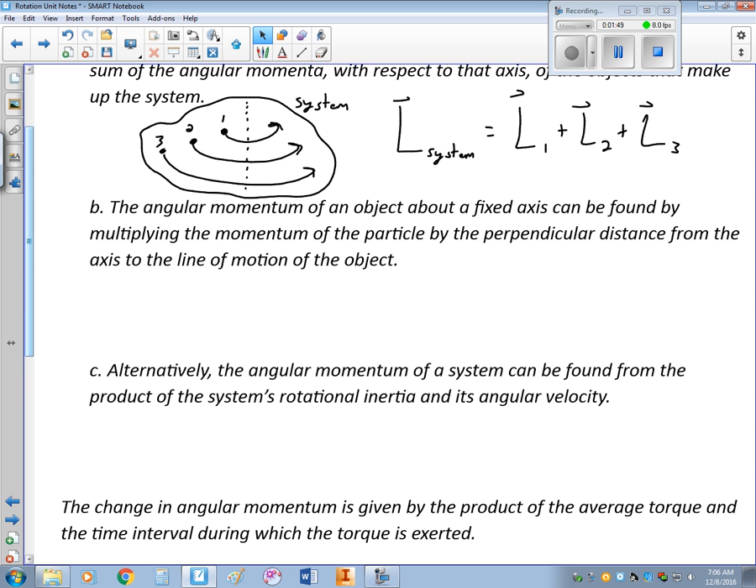The next part here: the angular momentum of an object about some fixed axis can be found by multiplying the momentum of the particle by the perpendicular distance from the axis to the line of motion of the object. So let's say we have an object or a particle that is rotating around some axis. We can find the perpendicular distance, and because this is moving, we know that it has linear momentum.